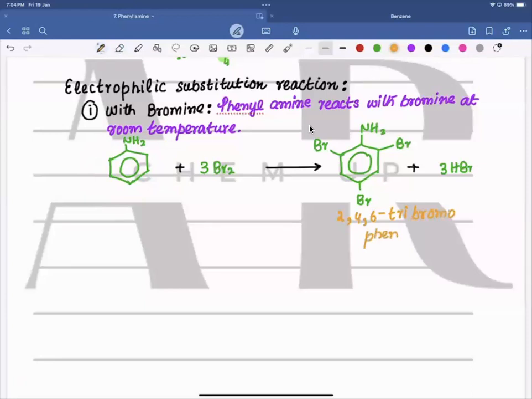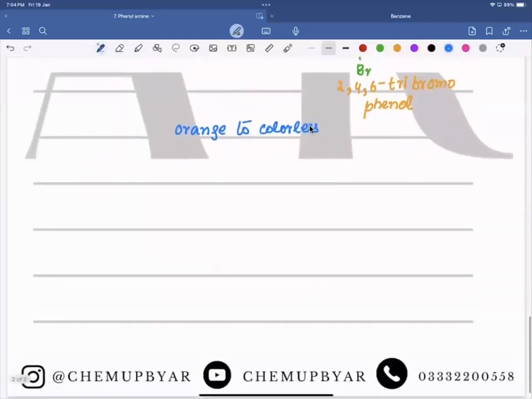No problem. 2,4,6-tribromophenol, and here we are going to observe. There will be an observation: bromine is of orange color, so orange to colorless.